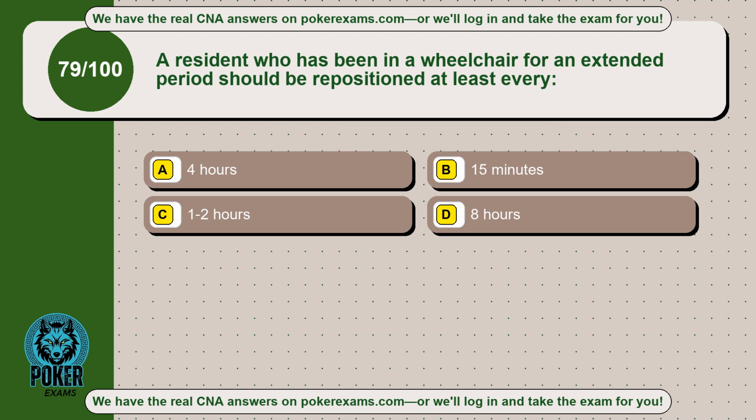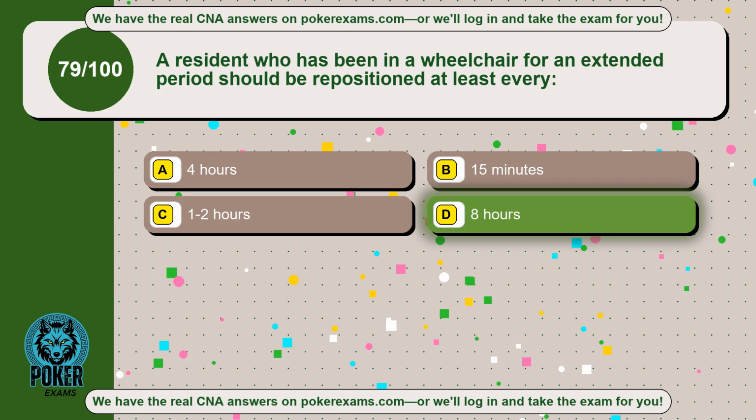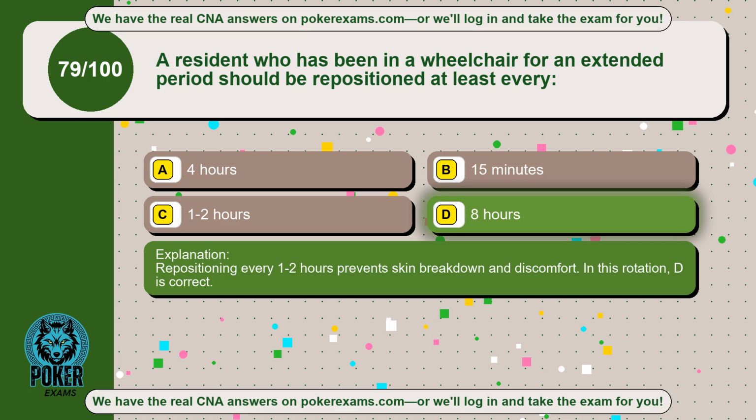Question 79. A resident who has been in a wheelchair for an extended period should be repositioned at least every: Option A. 4 hours. Option B. 15 minutes. Option C. 1 to 2 hours. Option D. 8 hours. The correct answer is option D. 8 hours. Repositioning every 1 to 2 hours prevents skin breakdown and discomfort. In this rotation, D is correct.